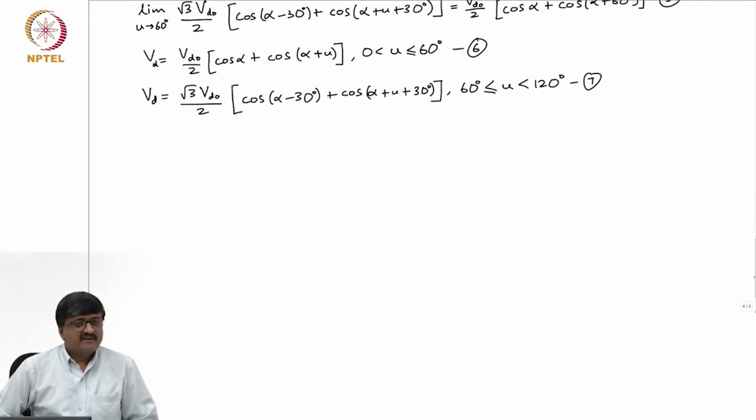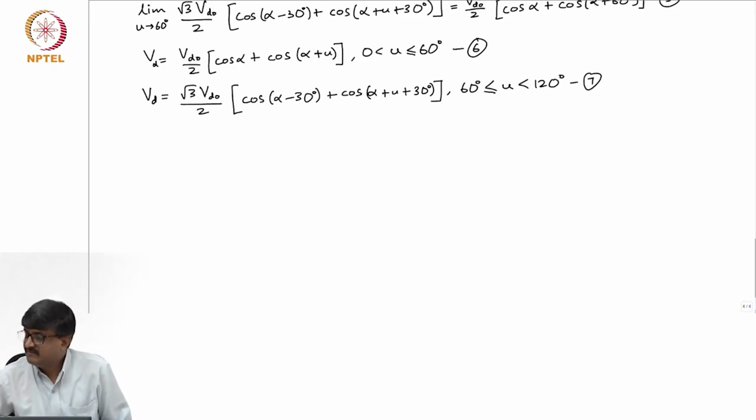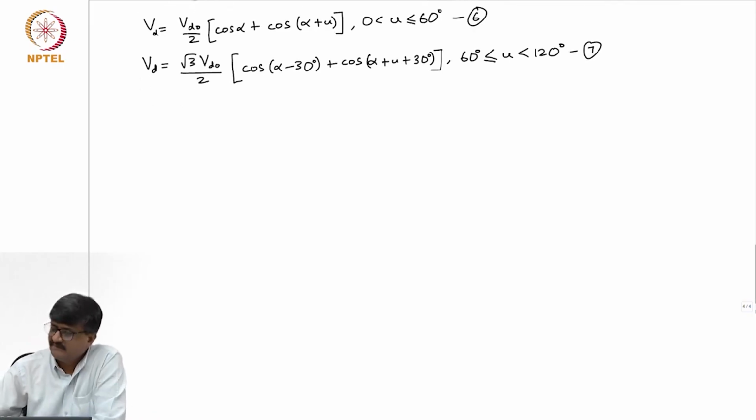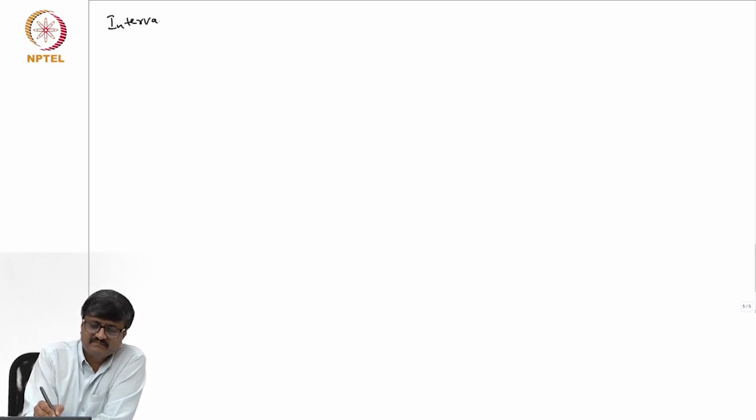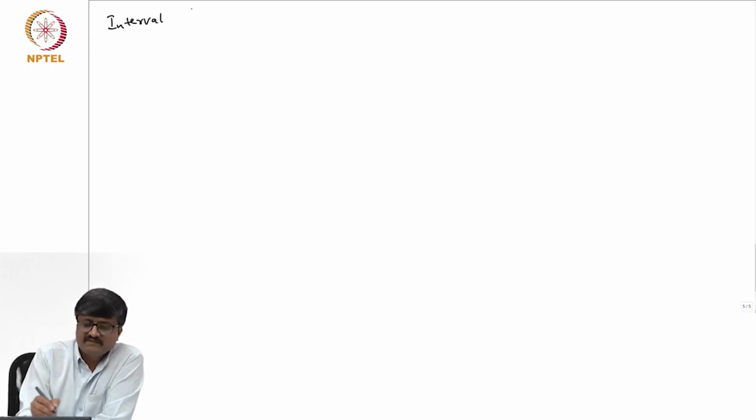Now, as in the case of 2 and 3 valve conduction mode or 3 and 4 valve conduction mode, let us form a table where we show all the intervals, the valves that conduct, the expression for the instantaneous DC side voltage, the voltage across the valve, and also try to find the jumps in the voltage across the valve. So let us take all the 6 intervals.